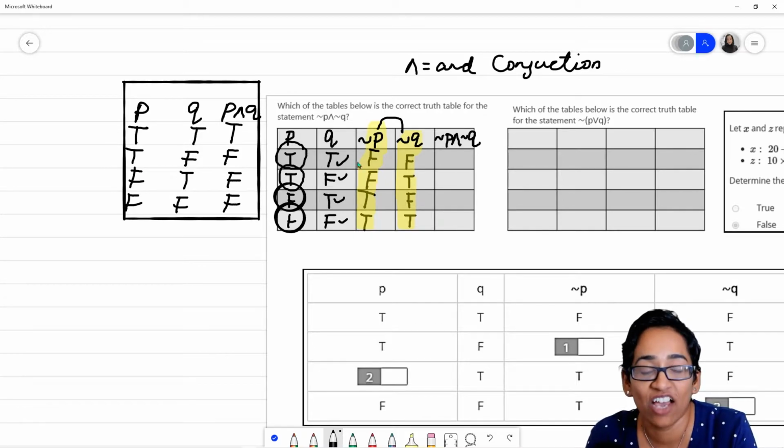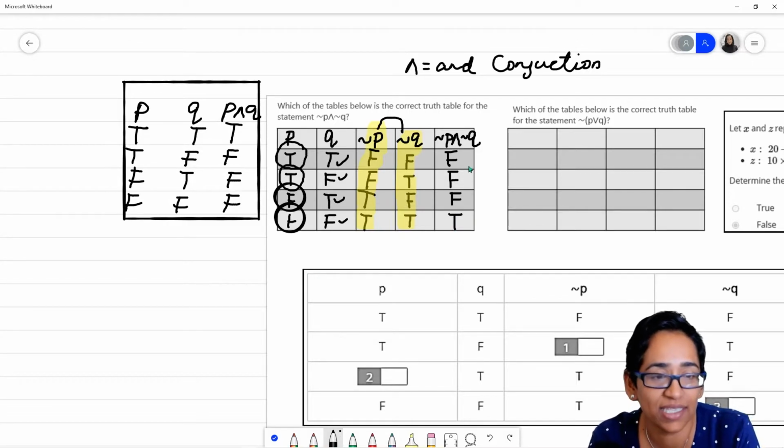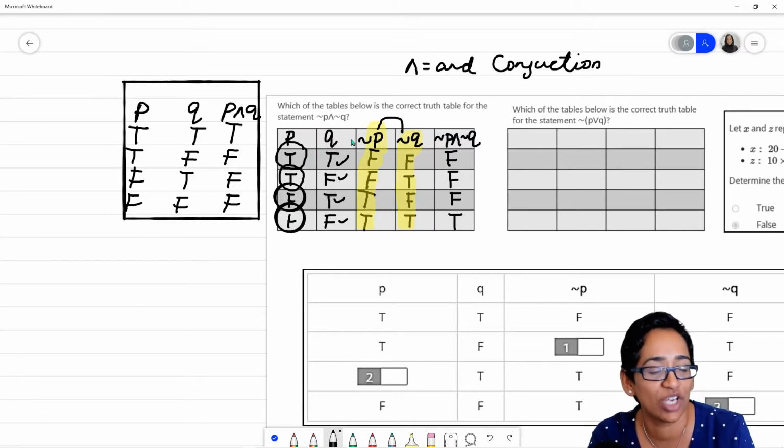All right, so once I have my table, remember conjunction is true only if both of them are true. So false and false is false. False and true is false. True and false is false. True and true is true. Okay, so which of the following tables is the correct truth table for the statement? This is your truth table. You will go ahead and write this down and then check your values.